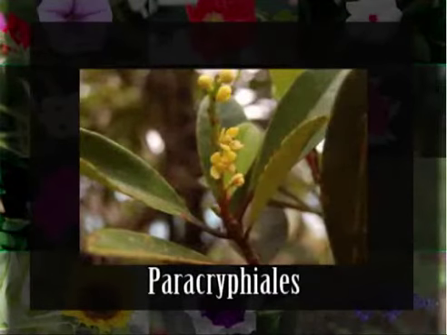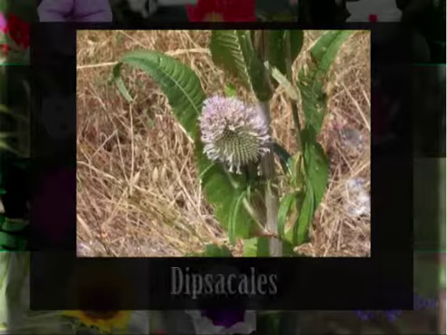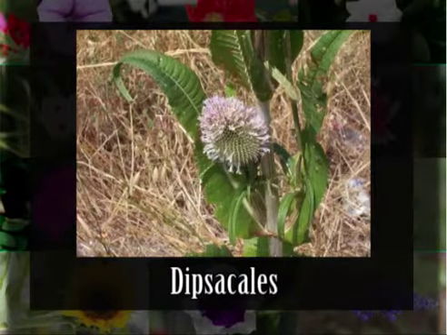This is followed by a small order by the name of Paracryphiales, because it includes just a single family by the name of Paracryphiaceae. Then the last order in this angiosperm phylogeny group is by the name of Dipsacales. We have here in this Dipsacales the families like Caprifoliaceae, Morinaceae, Dipsacaceae or the Valerianaceae.